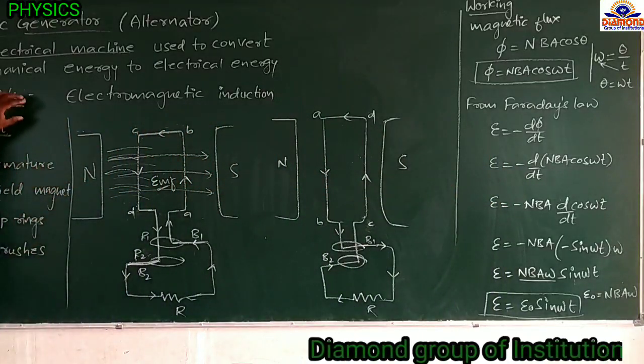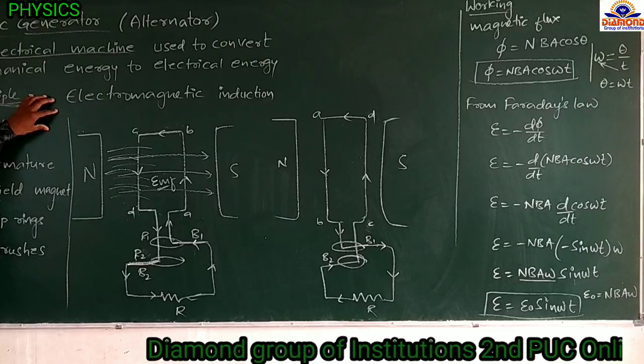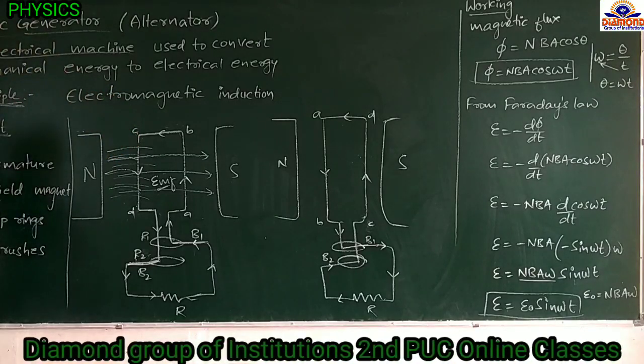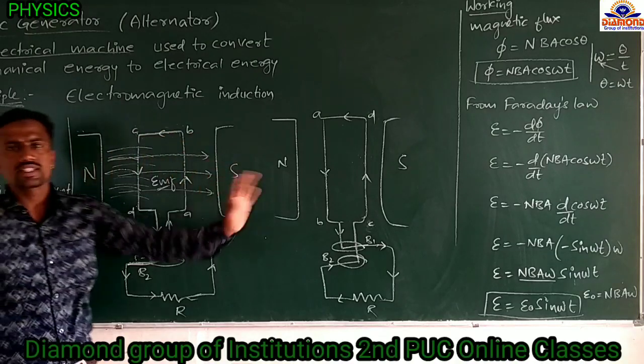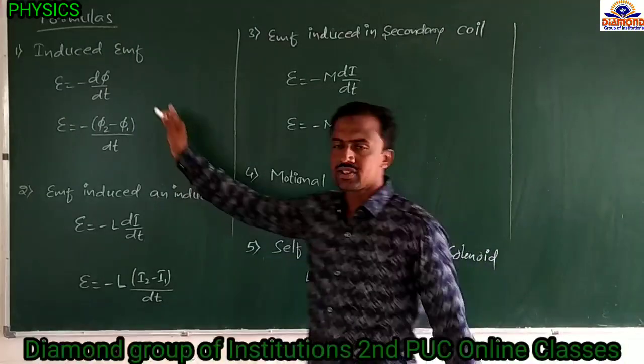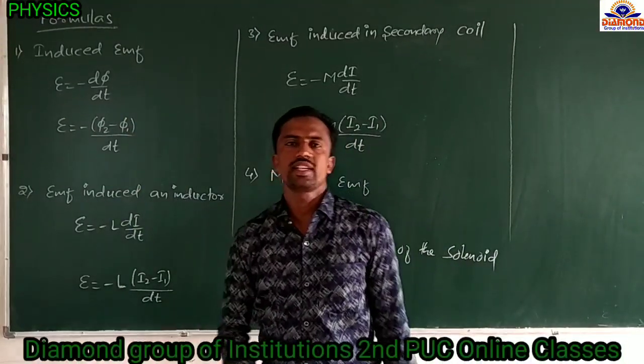This is the most important topic for 5 marks, asked a number of times in the examination. What is an AC generator, on which principle does the AC generator work, and the construction and working of the AC generator. Next we discuss the theory concept.